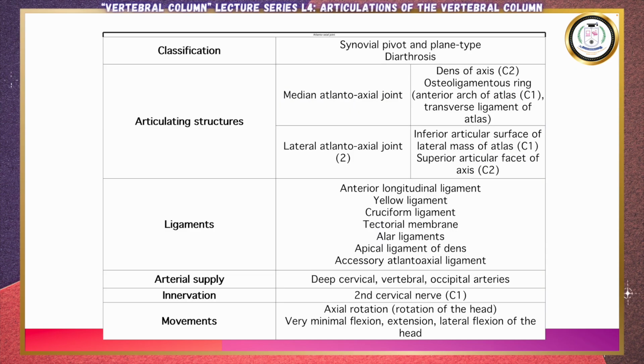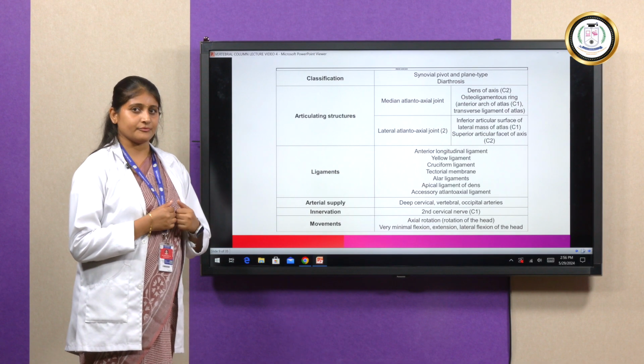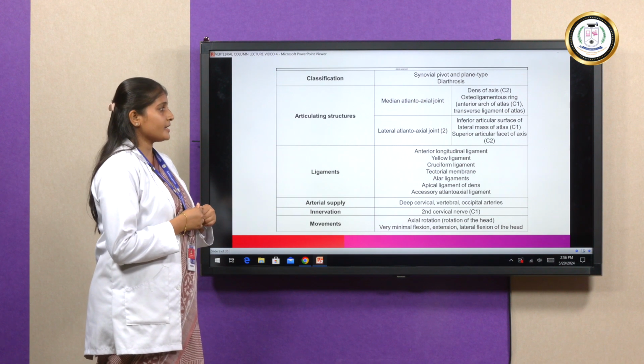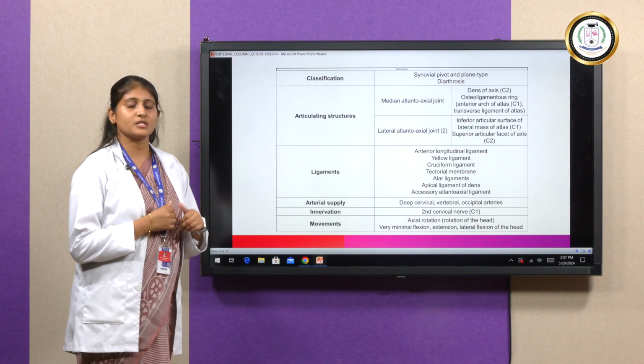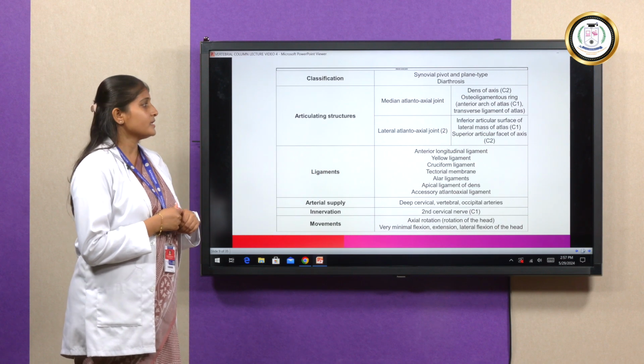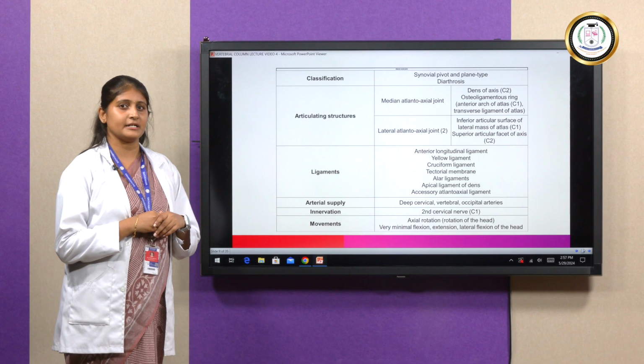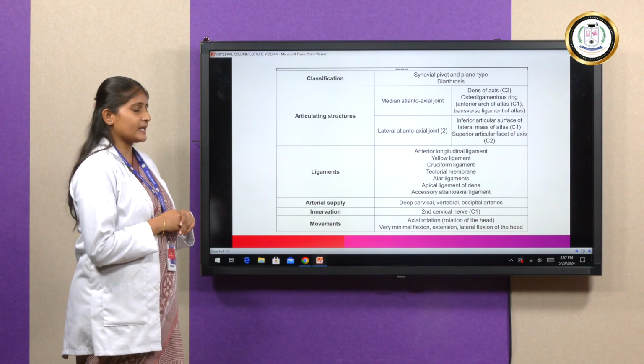At the median atlanto-axial joint, the articular surface of the dens articulates with the anterior arch of the atlas, and the lateral atlanto-axial joint has the inferior articular surface of the atlas, which articulates with the superior articular surface of C2. Then we have the ligaments: anterior longitudinal ligament, cruciform ligament, tectorial membrane, alar ligament, apical ligament and accessory atlanto-axial ligament. These are the different ligaments present at the atlanto-axial joint.